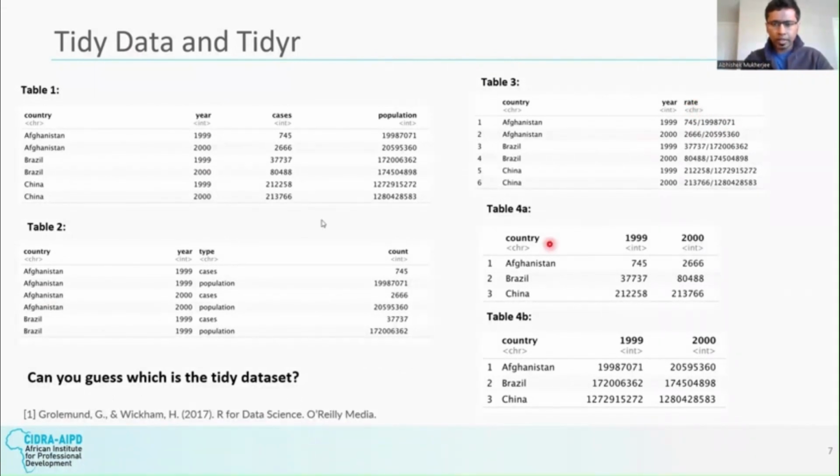Now, if we look at table 4A and 4B, it's even more difficult to interpret what these columns mean. For example, in table 4A, the column names are 1999 and 2000, which is very hard to interpret. So can we guess which one is a tidy data set in this scenario?